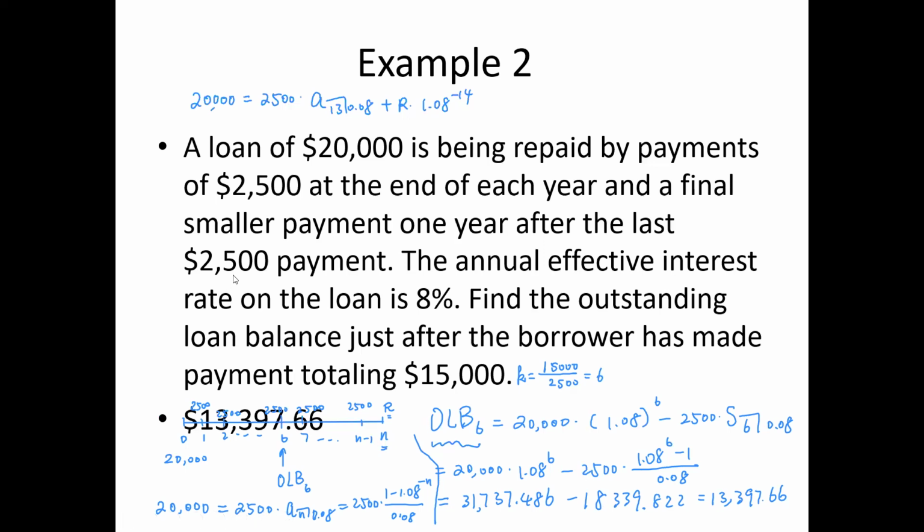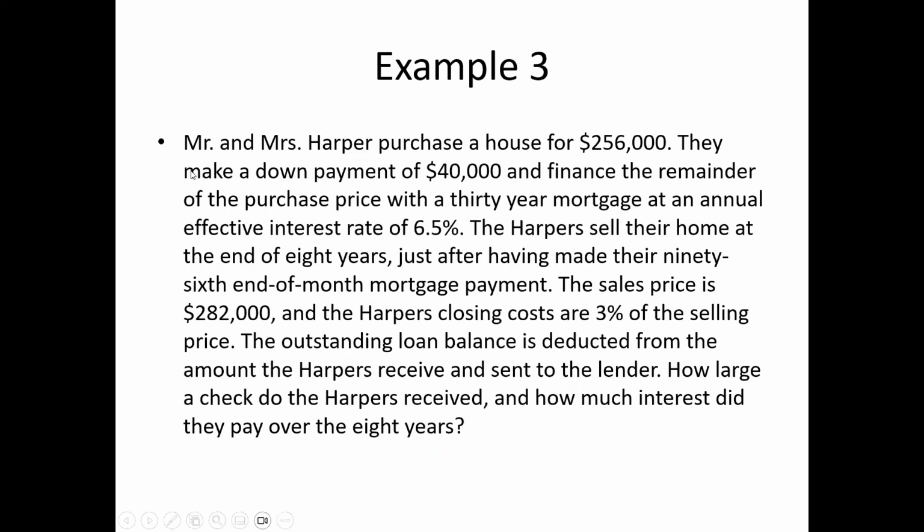Let's look at another example. It's a little bit complicated problem. Mr. and Mrs. Harper purchased a house for $256,000. They make a down payment of $40,000 and finance the remainder of the purchase price with a 30-year mortgage at an annual effective rate of 6.5%.